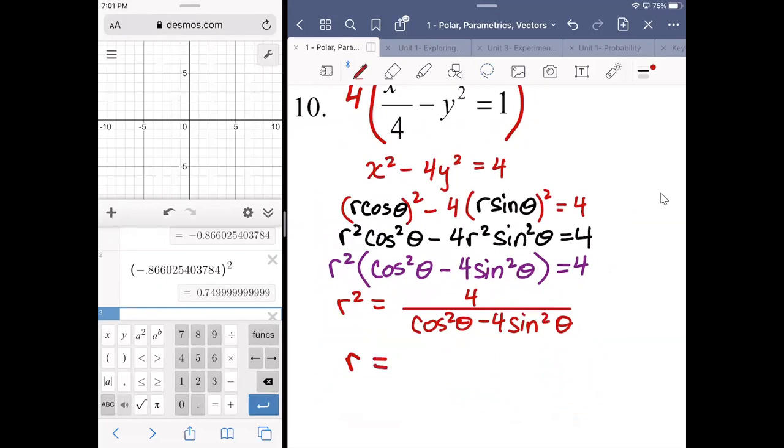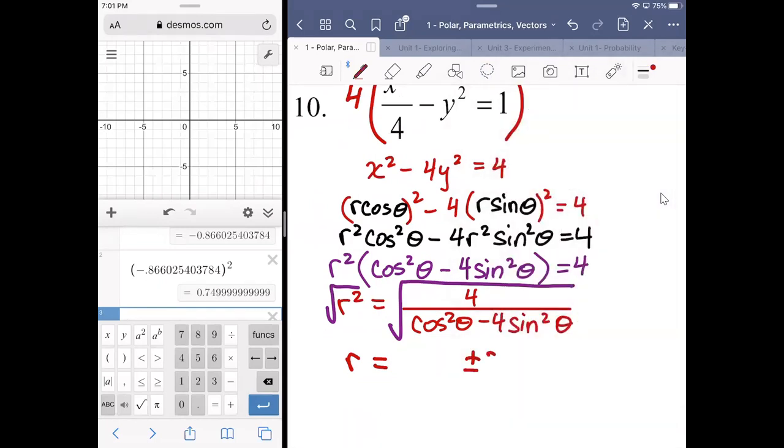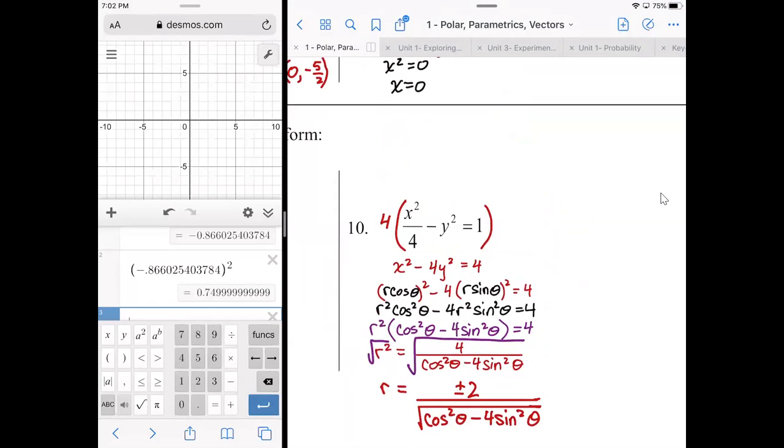Because if I take the square root here, I'm going to get plus or minus 2 over radical, all that stuff. And it's all right to have the radical on the bottom of the fraction. We've talked about that a little bit. But if I have a choice between graphing the original equation in rectangular form or graphing this one in polar form, if I have to do it by hand, I'm going with the original. If I have to do it on the calculator, I'm probably going with the polar. So it's a matter of preference.